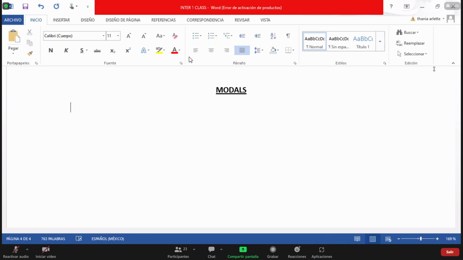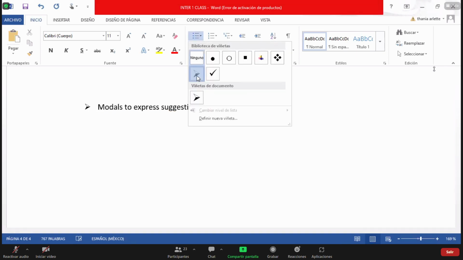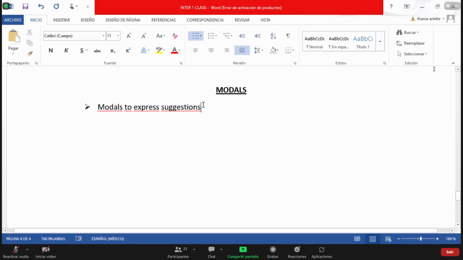So, modals to express suggestions. That is the subtitle. Modals to express suggestions. We are going to start checking one first. After checking this first one, the other 2 I think are going to be easier, okay?